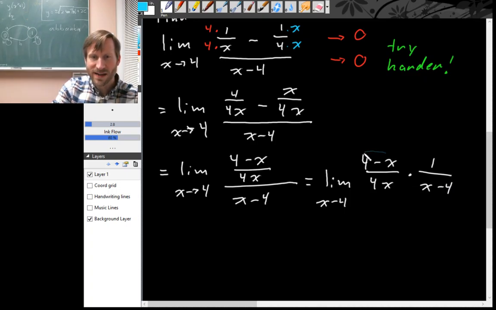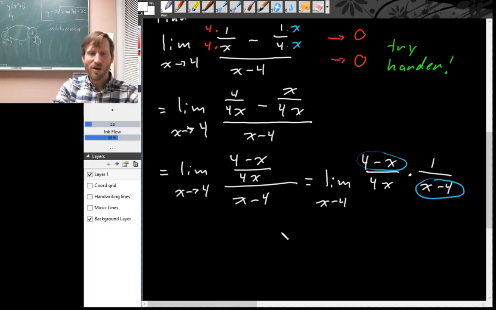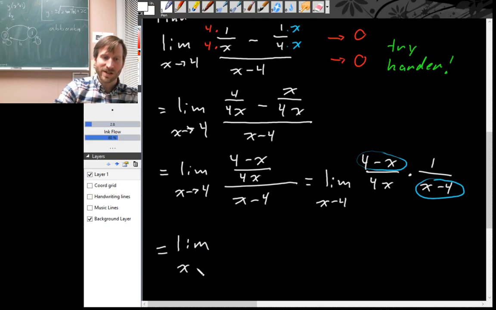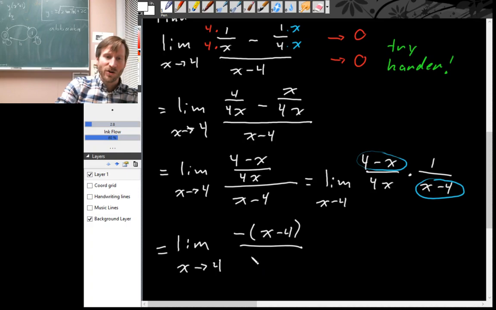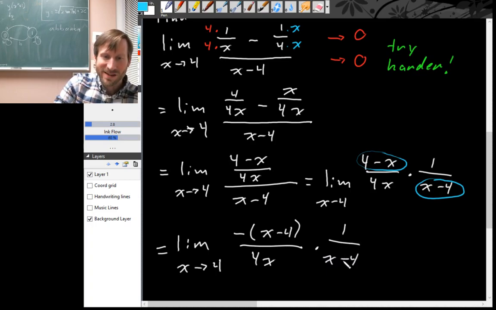If you look at these two factors, 4 minus x and x minus 4, they're almost the same, so maybe we can cancel them. If you mess around with it a little bit, they will cancel. So let's look at this. Limit as x goes to 4. Now 4 minus x is the negative of x minus 4. We can factor out a minus sign there, over 4x times 1 over x minus 4. And now these x minus 4's cancel.